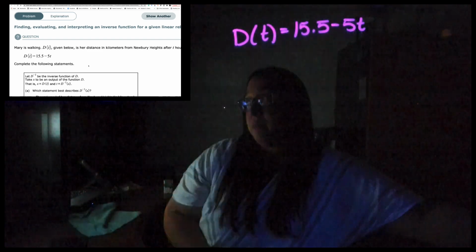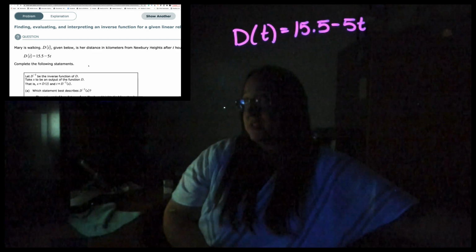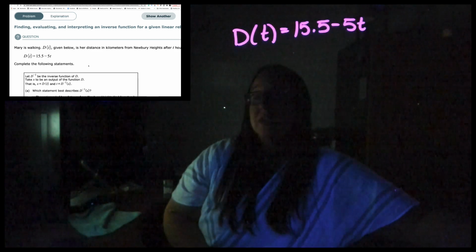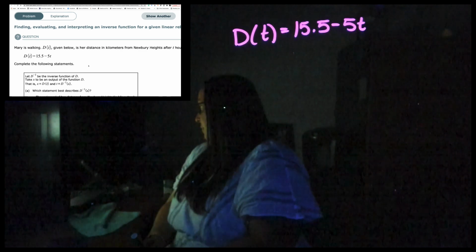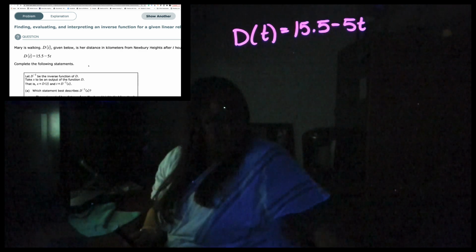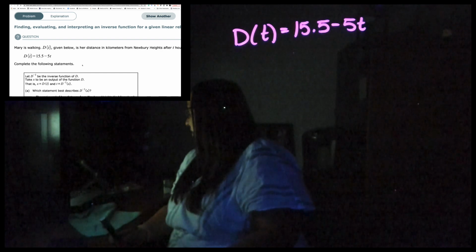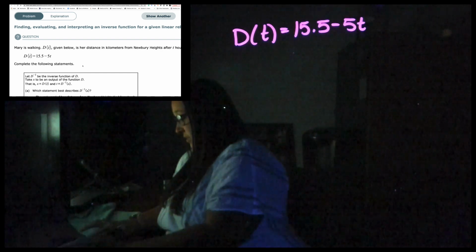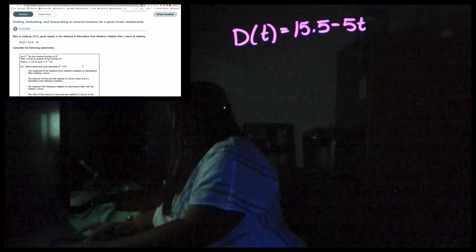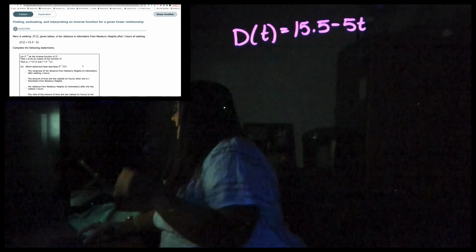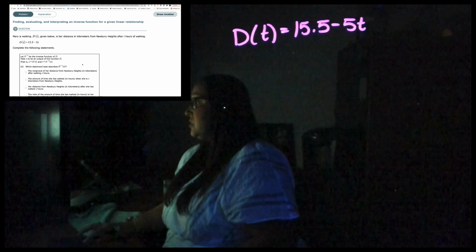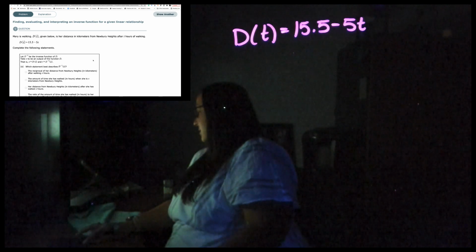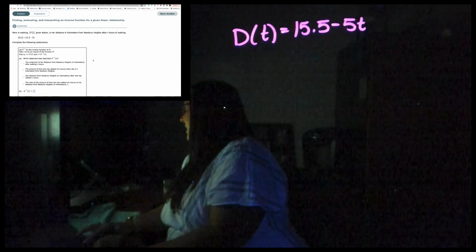I'm not interested in you guys really seeing me so much. I want to make sure that you can see the work. So here's my D of T, and it says to complete the following. I'm trying to maneuver in the dark, so I'm going to have to zoom this back out. It says which statement best describes D inverse, or the inverse of D of X, and it asked me to find.